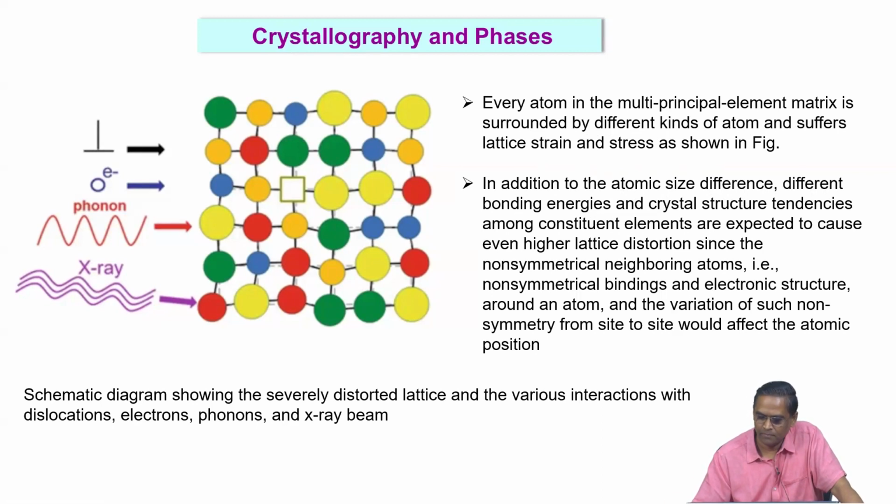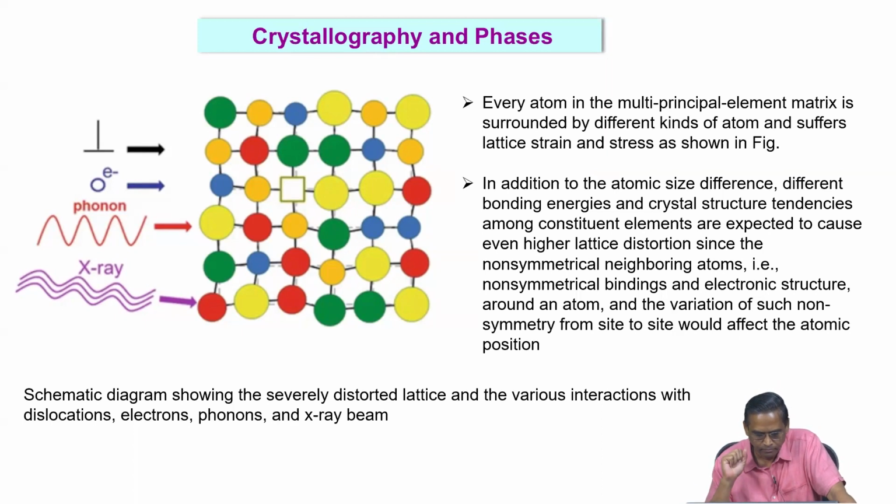And the crystal structure tendencies among the constituent elements are expected to cause even higher lattice distortion, since the non-symmetrical neighboring atoms, non-symmetrical binding and electronic structure around an atom, and the variation of such a non-symmetry from site to site would affect the atomic position. So, if you just think of this kind of a lattice, how complicated it is. You cannot just give an average value as in normal circumstances. Here, every interatomic position is different. So, that creates quite a bit of strain, distortion. This is a simple idea, a nice schematic to think about, and a continuation of that process.